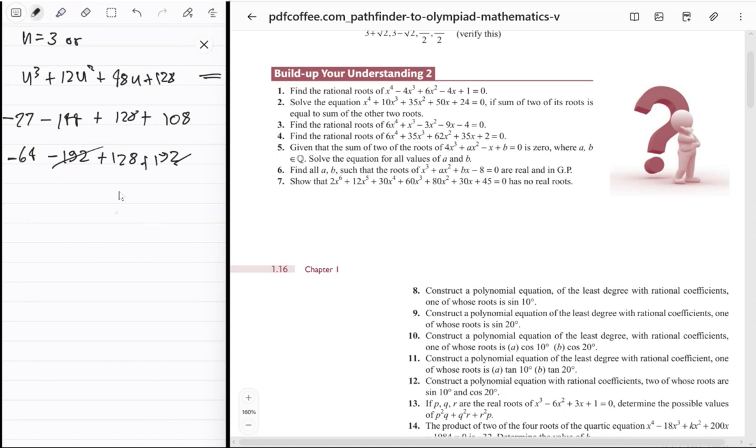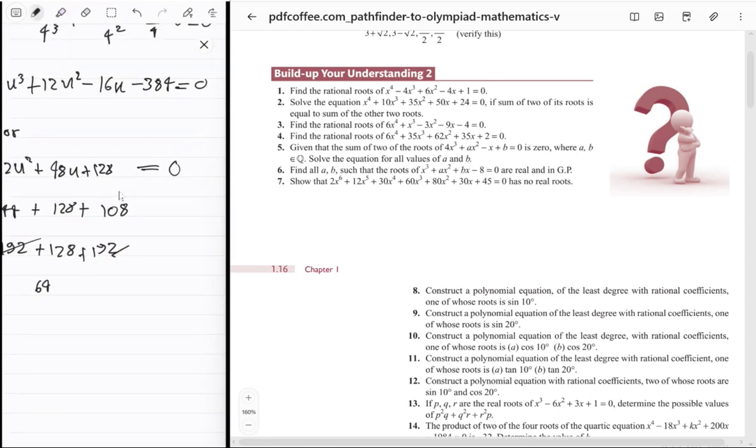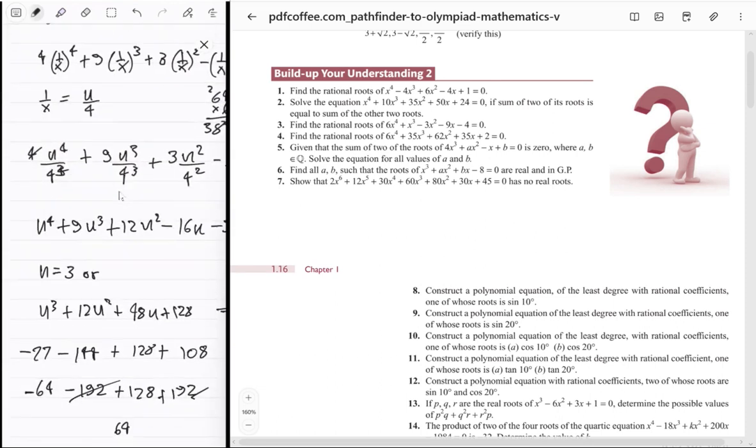So you got 128 minus 64. Did I do this incorrectly or something? No, how could I have done that? Well, that cancelled. Then you got 128. Sure, it's just gonna be 64. Perfect. And yeah, that's the way it should be.